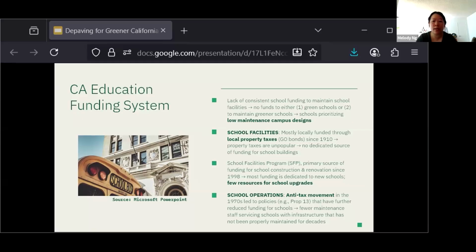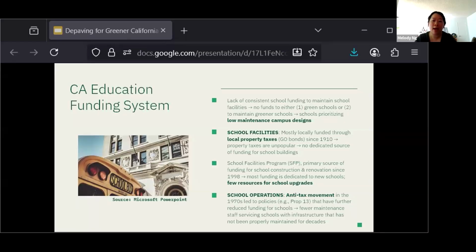Secondly, maintenance of greener school landscapes will likely impact the staffing and other resources for day-to-day ground maintenance. In addition to the 1910 law, the 1970s anti-tax movement led to policies like Proposition 13 that have gradually decreased overall funding for school operations, which is a distinct category of funding from school facilities. School operations funding goes towards expenses related to both student instruction, like teacher salaries, but also to day-to-day ground maintenance, so salaries for custodial staff.